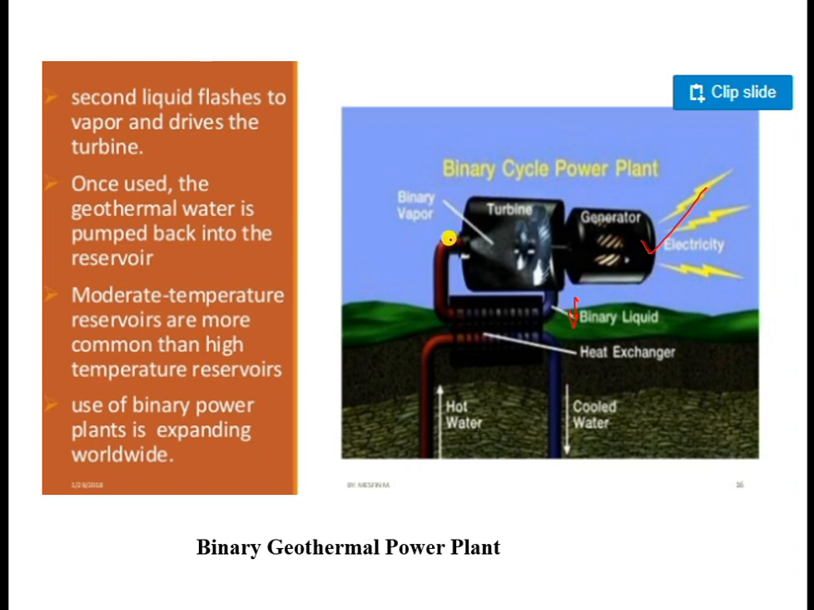Once used, the geothermal water is pumped back into the reservoir. That I have already told you. This process will be continuously going on. After giving away the heat to the primary fluid, this gets heated up, converted into its vapor form, or steam, and the turbine will be rotated, and we will get the electricity, as I already explained. This whole thing repeats again and again. So this is all about these two kinds.